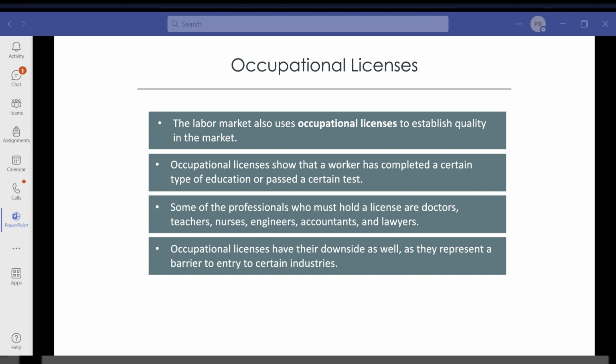Some of the requirements for obtaining an occupational license typically involve meeting specific criteria, such as completing education or training programs, passing exams, and fulfilling experience or apprenticeship requirements. The requirements vary across professions and jurisdictions.